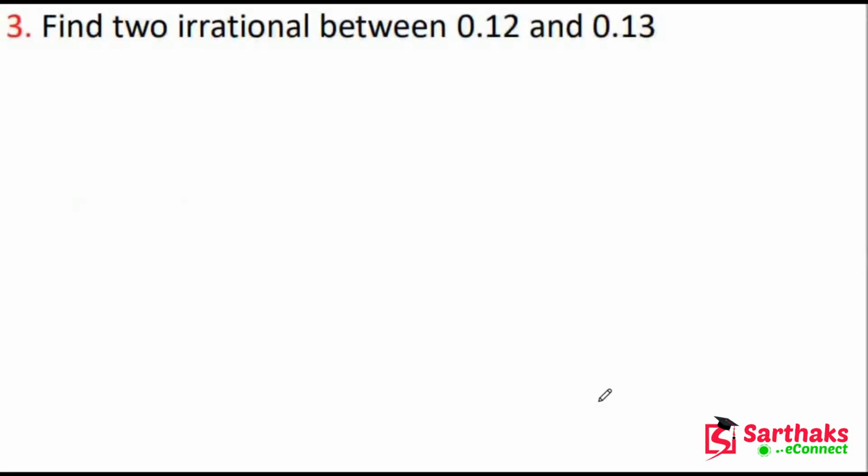Now we will move on to another question. Now let's find two irrational numbers between 0.12 and 0.13. Okay, so a very easy question.